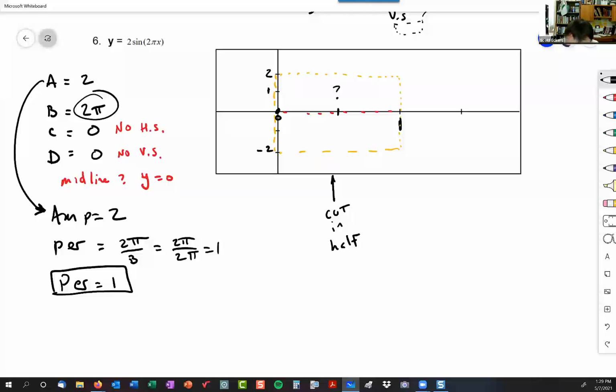What is that x number? Half. It is, because this x number is 1. So we're cutting the box in half. This is how you always graph. You need 4 subsections. So you cut the box in half, and then you cut each half in half.